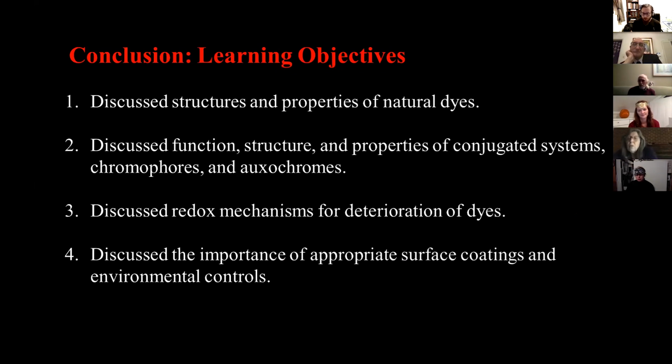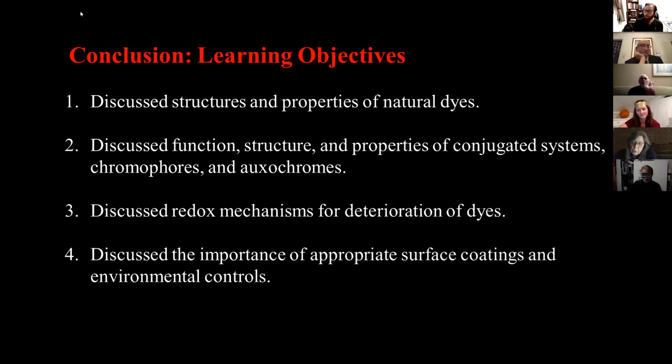So I think we hit most of our objectives. We talked about the structure and the properties of natural dyes. We looked at their functions and the properties and structures of conjugated systems, chromophores, auxochromes. Talked about redox, which were those radical reactions. Those are the redox mechanisms, those reduction and oxidation. And we talked a little bit about the importance of surface coatings and environmental controls.